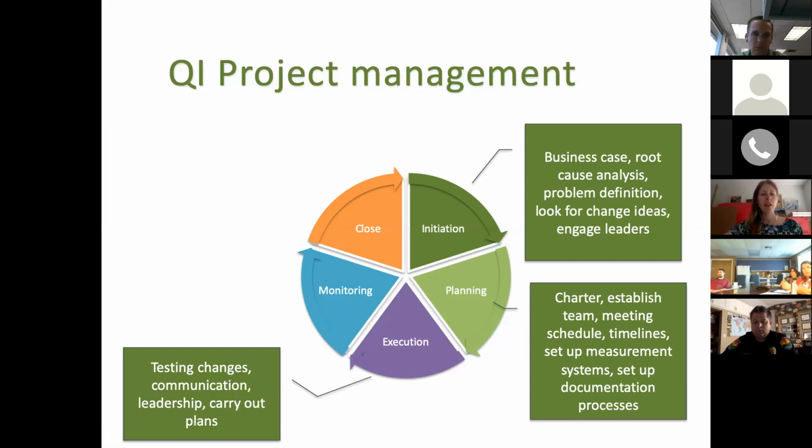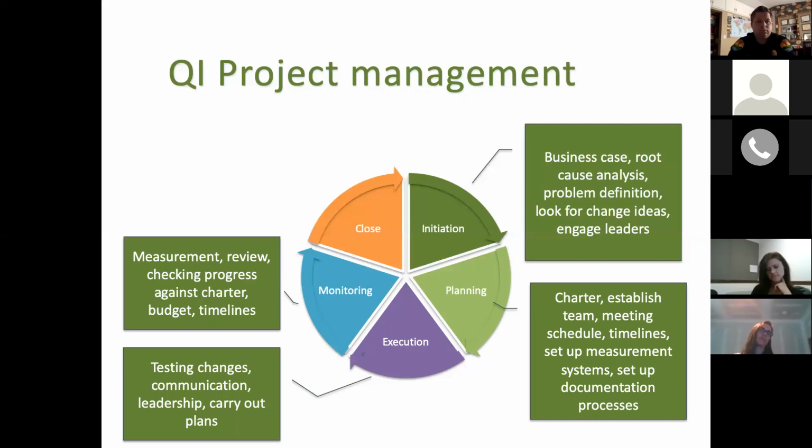In the middle of the project, where is the execution phase, that's really when we're testing our changes. We're using PDSA cycles, we're scaling them up over time. Lots of communication happens within our team, across our team, to other staff and to leadership. And we're carrying out the plans that we've set in our charter.